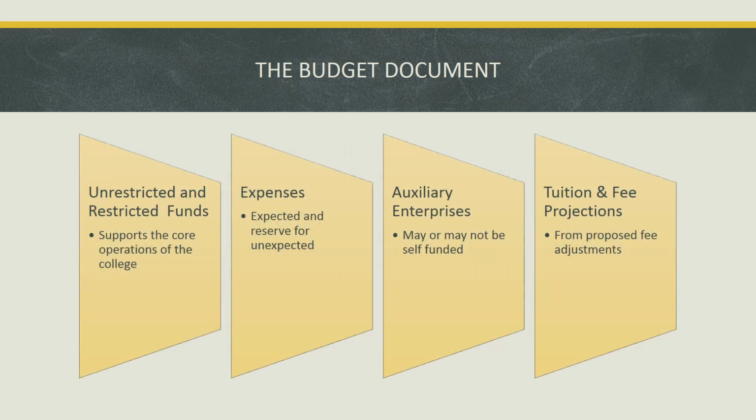The budget document should also include unrestricted and restricted funds. Those are what supports the core operations of the college. Expenses, the expected ones, and some reserve for unexpected expenses. Auxiliary enterprises, which may or may not be self-funded, and that would be like the bookstore, sports, those types of things. And then tuition and fee projections, and that's an important and critical role right there. You are projecting what you feel like the enrollment is going to be for the following year. So it's a best guess or a calculated guess or a calculated risk. So that's one that you want to be very careful with.